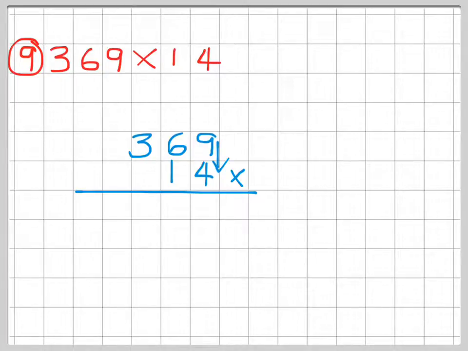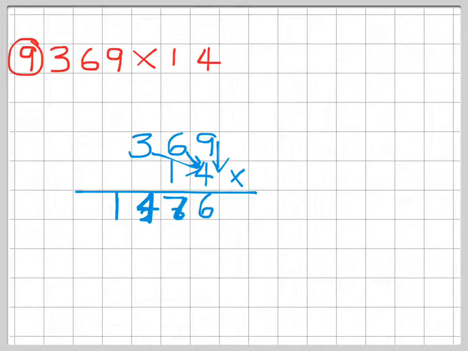So 9 times 4 is 36. Carry my 3. 6 times 4 is 24. Add the 3 is 27. I'm going to scribble over the top of that number because I don't need it anymore. And then 3 times 4 is 12. Add the 2 is 14. So I put my 4 in and I carry my 1 over to here.